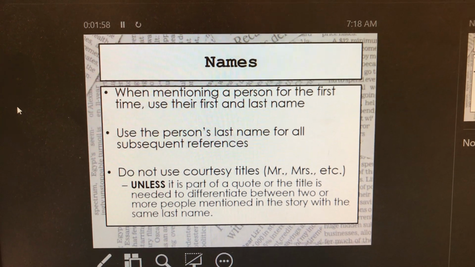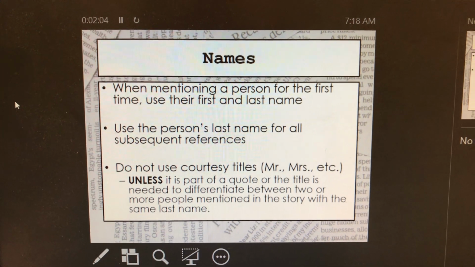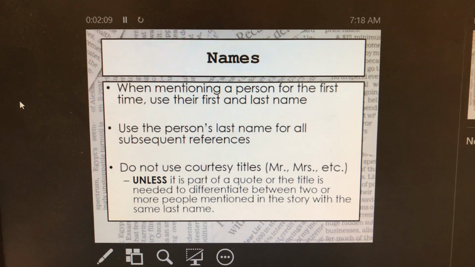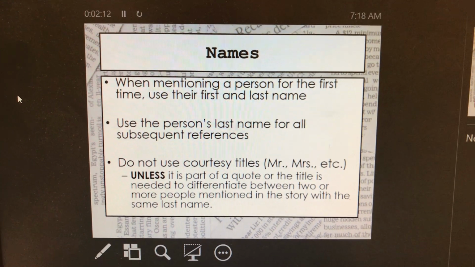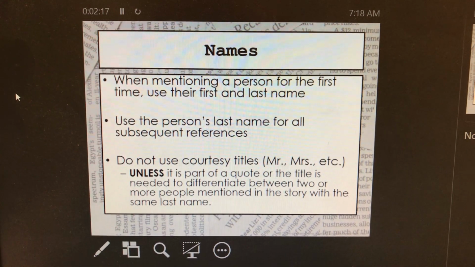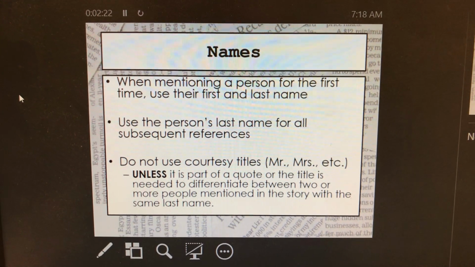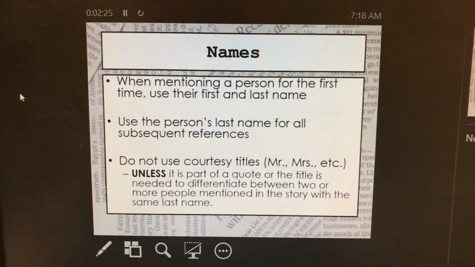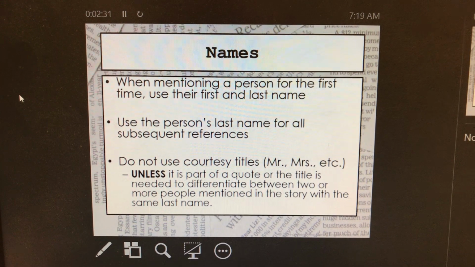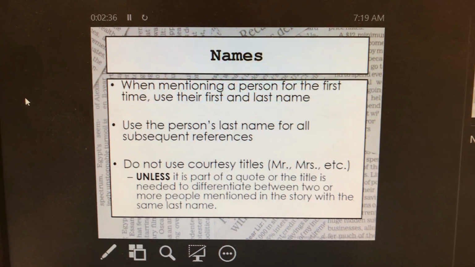And then afterwards, we get to the second point. Anytime you mention a person again in the same story, you just need to use that person's last name. You do not have to use their first name, and you also don't have to use any kind of courtesy titles, Mr. or Mrs. or Doctor, or any kind of title such as that. The only time that you would want to use a title is if it is part of a quote, in which case you must put it, because when we have direct quotations, you have to put the person's quote word for word, or if you're trying to differentiate between two people with the same last name in a story.